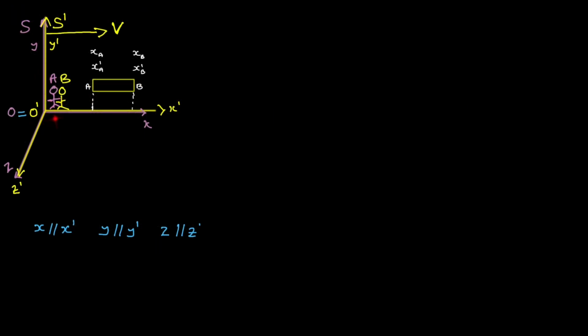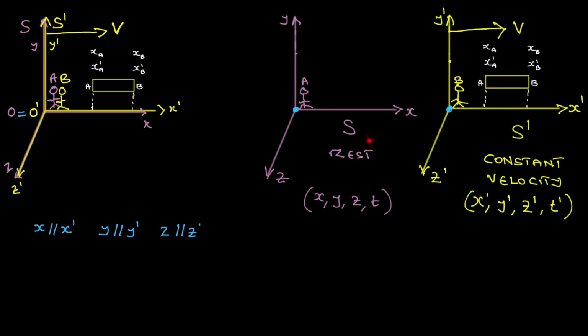If you have 2 frames of reference, S and S prime, where X is parallel to X prime, Y is parallel to Y prime, and Z is parallel to Z prime. Both frames of reference start from the same point, O and O prime. The observer B has a rod AB, and the frame of reference S prime will move off with a velocity of V, while the frame of reference S will stay at rest.